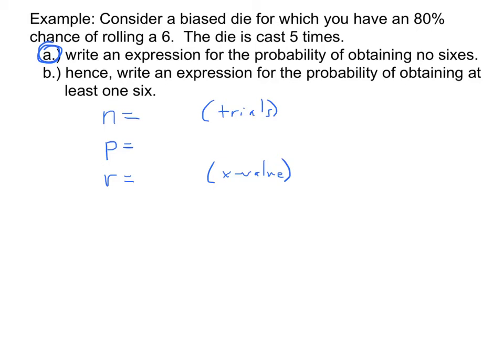Okay, so my number of trials. Well, it says the die is cast 5 times, so that's my number of trials. What's my probability of success? Now you have to really look carefully, because it's not necessarily 80%. Let's look at this. Write an expression for the probability of obtaining no 6s.